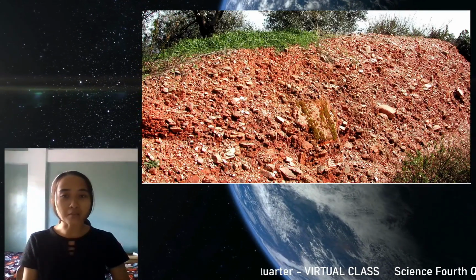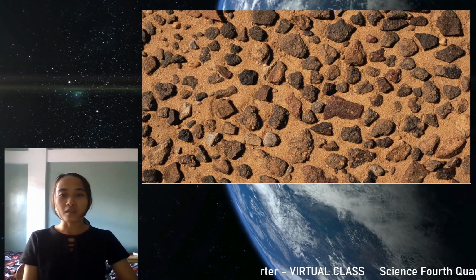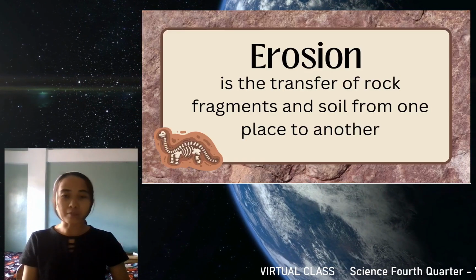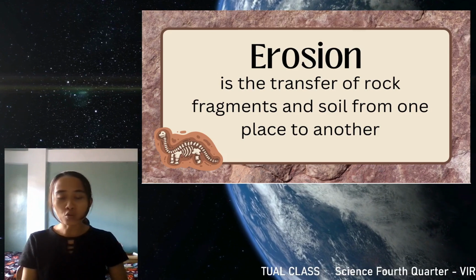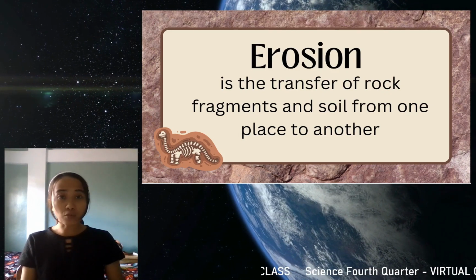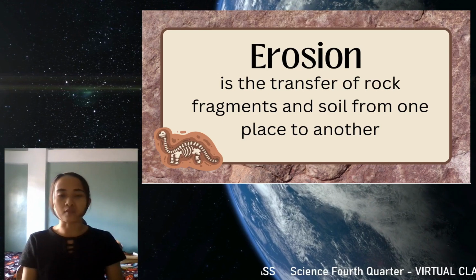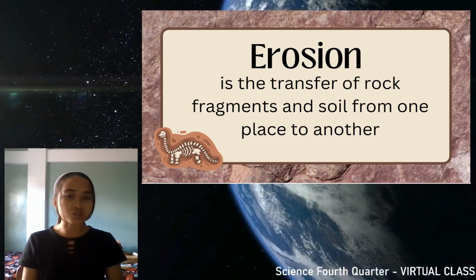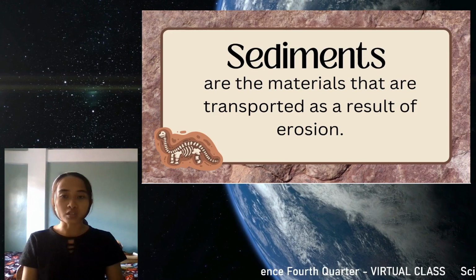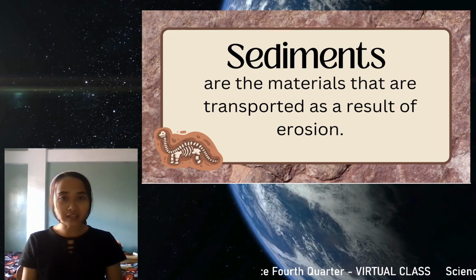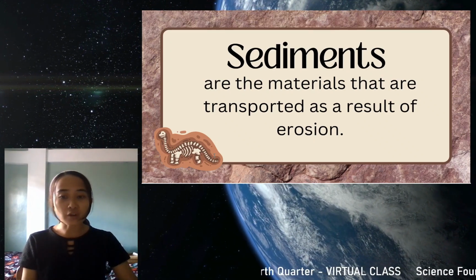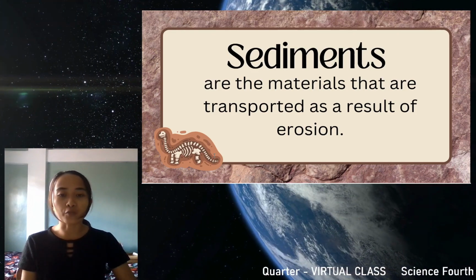Pwede din silang mapunta sa ibang lugar. Katulad ng mga rocks na ito. Through a certain process, they can go from one place to another. And that will be our topic for today, erosion. Erosion is the transfer of rock fragments and soil from one place to another. Meaning there is a motion happening because there's a change of location. Again, erosion is the transfer of rock fragments and soil from one place to another. And the materials that are transported as a result of erosion are called sediments. And erosion of rock fragments contributes to soil formation and landform formation in general.